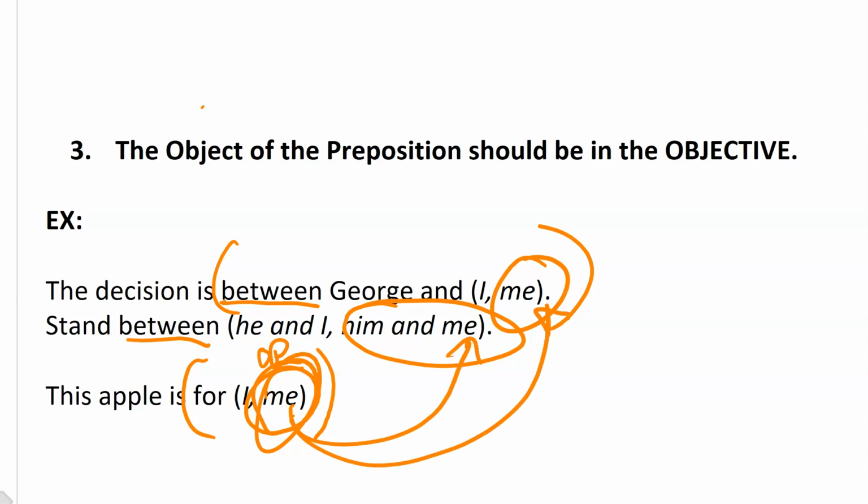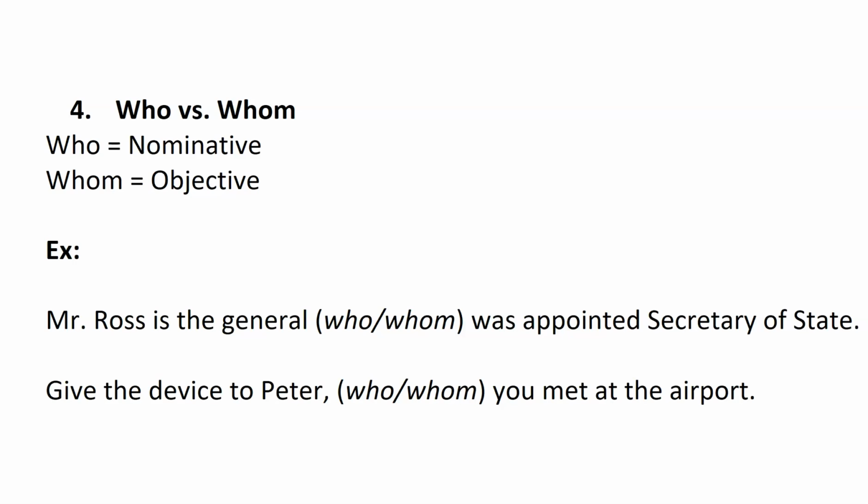other ones as well. Okay, issue number 4 may be one of the most confusing. It's the decision about when to use who compared to when to use whom. Here is the rule you have to remember. Who is in the nominative and whom is the objective. So you have to look very carefully at the sentence to determine how it's being used.